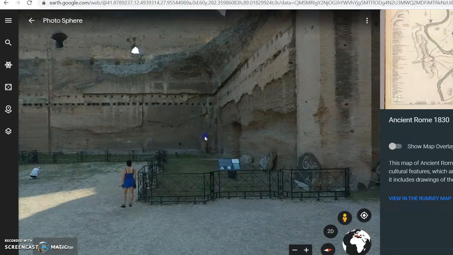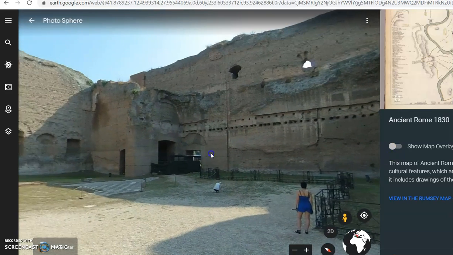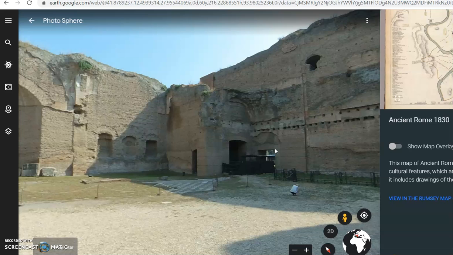So it could be fun for you to check out. I can post a link to Google Earth on this assignment. But yeah, take some time exploring it. That map overlay is really cool because it gives you an idea of where things were, and you can see how modern Rome has changed.